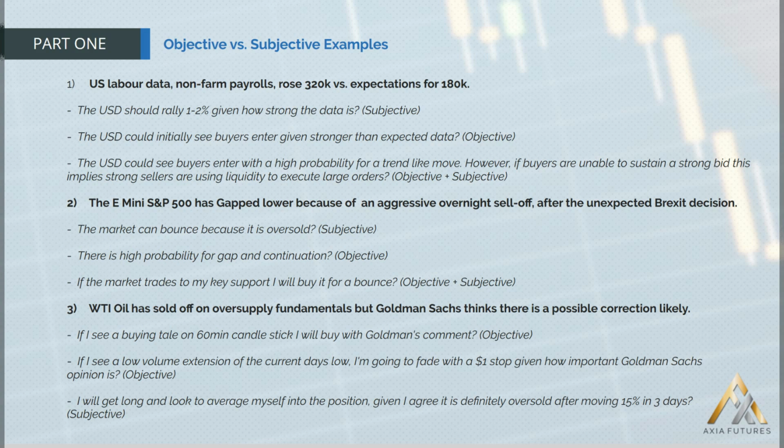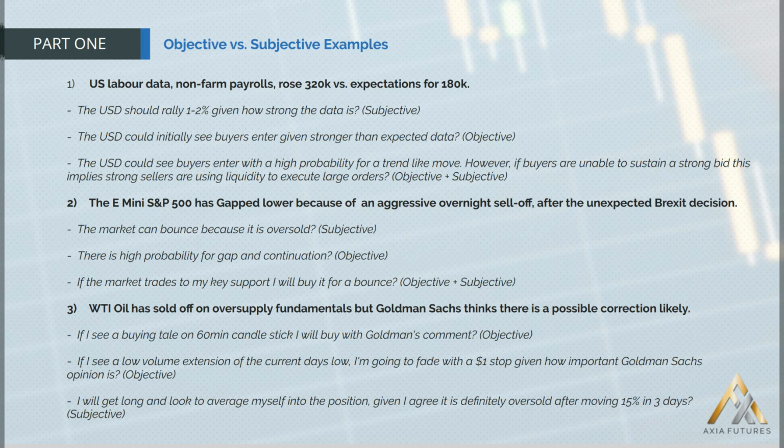Then our next example. WTI oil has sold off on oversupply fundamentals, but Goldman Sachs thinks there is a possible correction likely. Okay, so if I see a buying tail on the 60-minute candlestick, I will buy with Goldman's comment. Is this being objective or subjective? Well, note here, we said if I see a buying tail on the 60-minute candle, I'll buy with Goldman's comment. I'm not buying because of Goldman's comment. I'm buying because of a buying tail. In other words, I'm allowing the market to show me an objective outcome before I execute a subjective idea. I'm being objective.